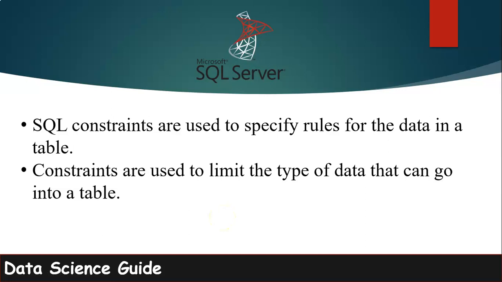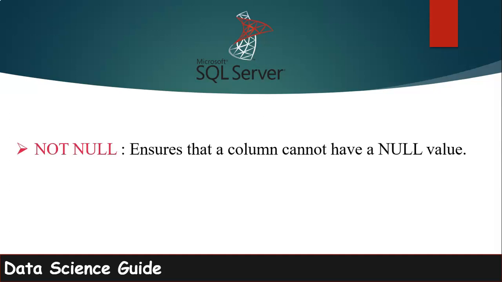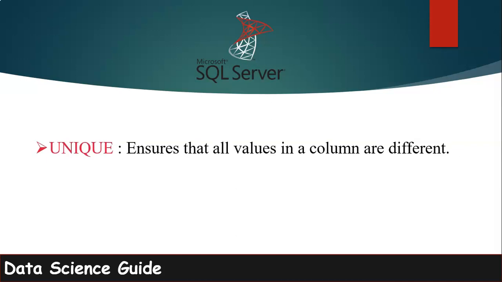So we can understand from this, constraints are objects in SQL in a table that can be created to enforce certain business rules. So let's have a look at the following constraints commonly used in SQL. The first one is not null. This constraint is used to ensure that a column cannot have a null value. The second constraint is unique, and this constraint ensures that all values in a column are different. So you cannot insert in a certain column the same value twice.